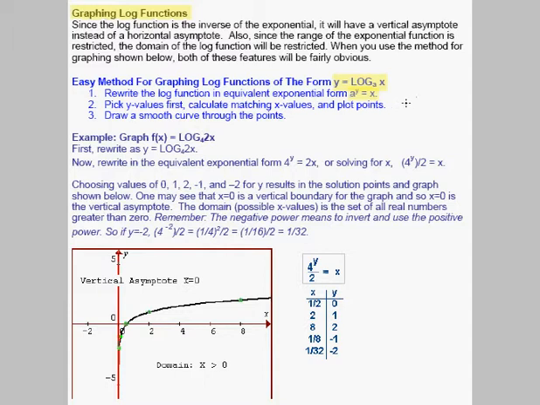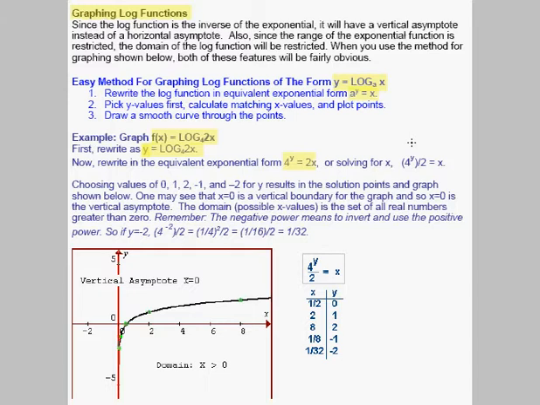Let's look at an example. Let's say we want to graph f of x equals log base 4 of 2x. Well, first of all, I'm going to take the f of x out and replace it with y. So this is really y equals log base 4 of 2x. I'm going to rewrite that in exponential form. And that form is 4 to the y power equals 2x. This 4 is our base, and that exponent is always opposite the y, so it's 4 to the y power.